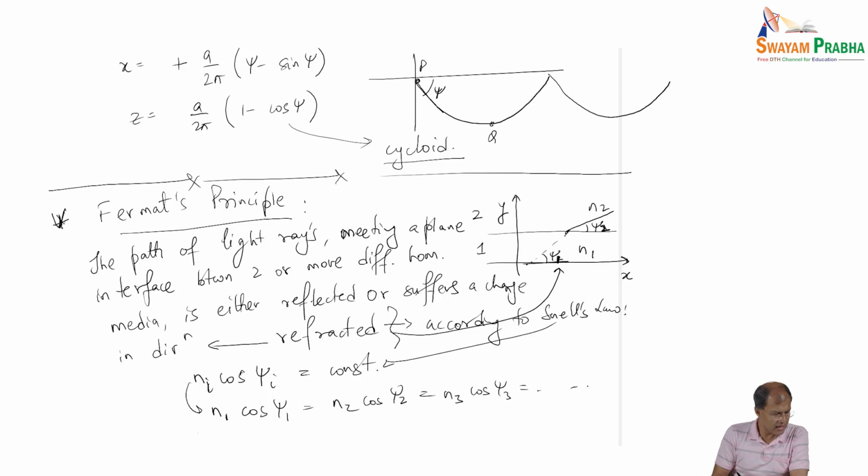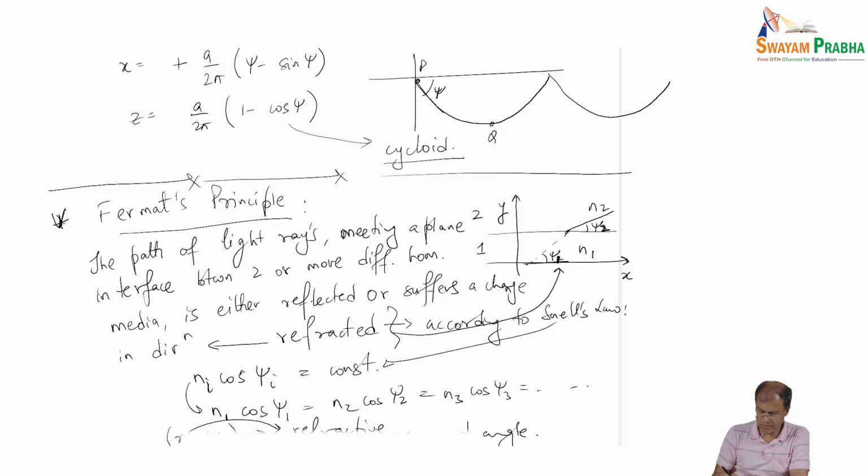So the ni are the refractive index of each medium, and the psi i are the angles that the rays make with the positive x-axis. So psi i are the tangent angles. Okay, so then we would like to show how this is found.